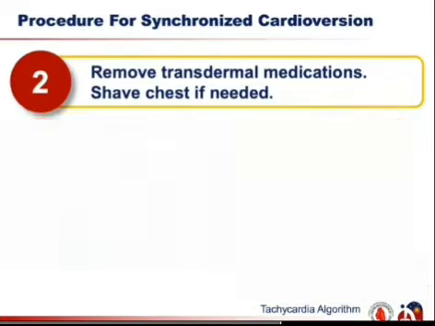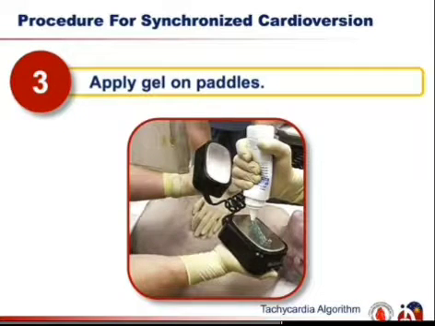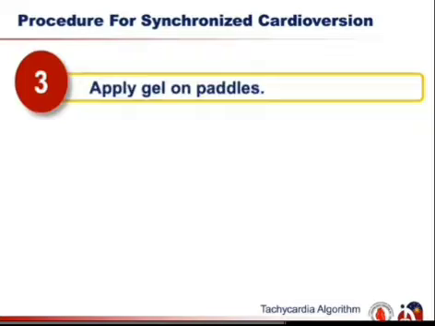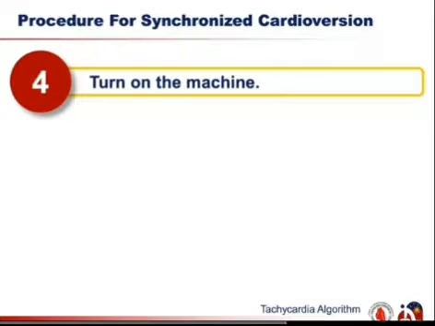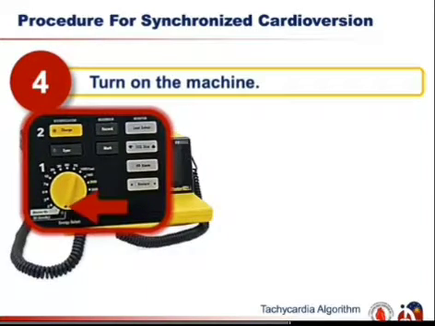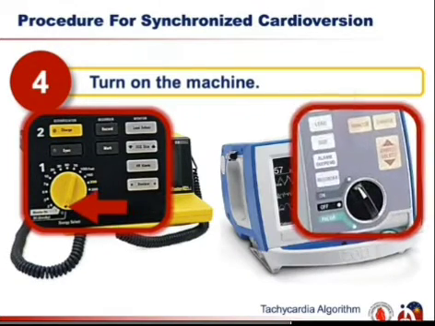Step 3. Apply gel on paddles. Release the paddles from the machine by pressing on the buttons encircled in yellow. Then squeeze enough amount of gel onto the paddles. Step 4. Turn on the machine. This picture is an old monophasic machine which is still being used in some hospitals in the country. On the right is a newer model. The red arrows both point to the on button.